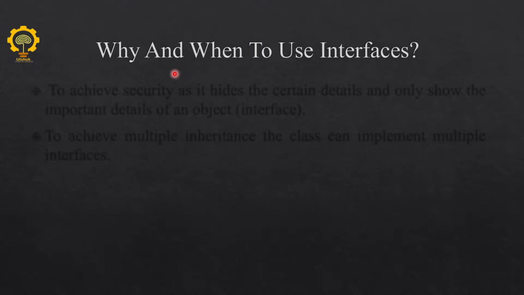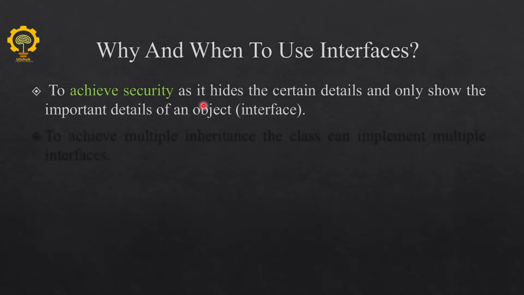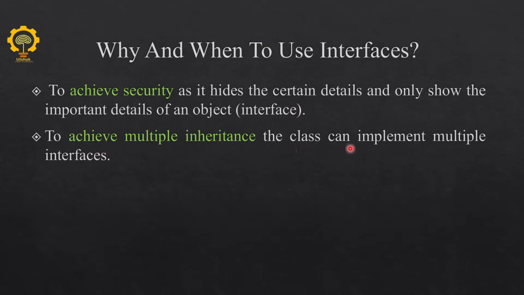So why and when to use interfaces? To achieve security, as it hides certain details and only shows the important details of an object. Whenever we define the interface, certain security is provided, as only the method declarations are done inside the interface but the implementation of those methods is hidden. So this provides security. Now, to achieve multiple inheritance, a class can implement multiple interfaces. Java does not support multiple inheritance, but using the concept of interfaces and implementing multiple interfaces, we can achieve multiple inheritance in Java.